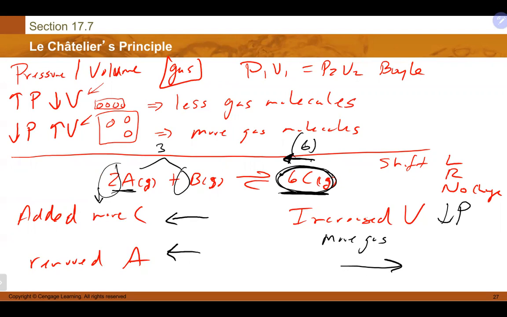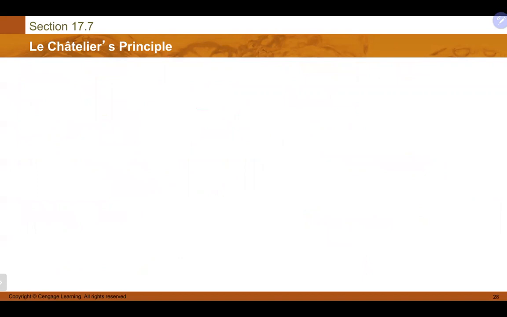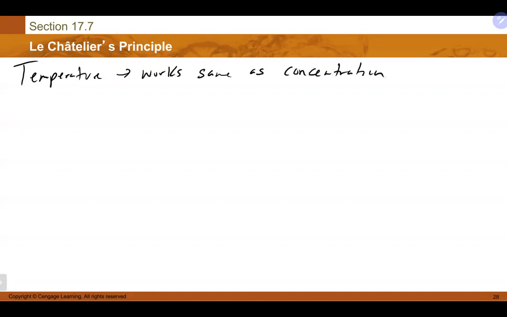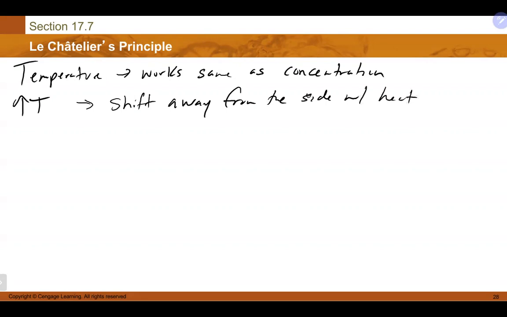So pressure and volume, oftentimes seen with gases. Like I said, I personally look at the volume aspects of it: small volume, less gas; more volume, larger gas. The next thing is actually temperature. The good news about temperature is it works the same as concentration, which means if you increase the temperature, it's going to shift away from the side. And if you decrease the temperature, it's going to shift towards it.